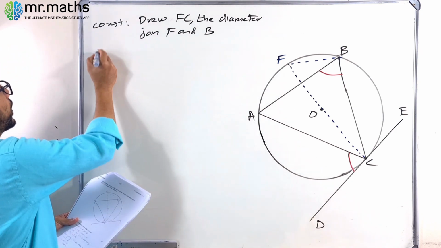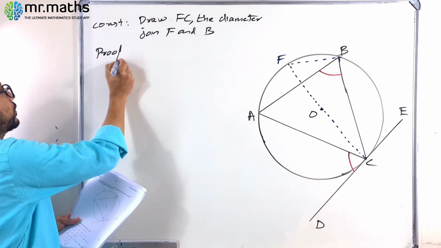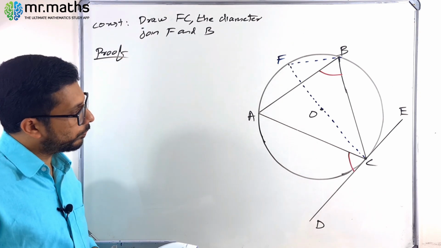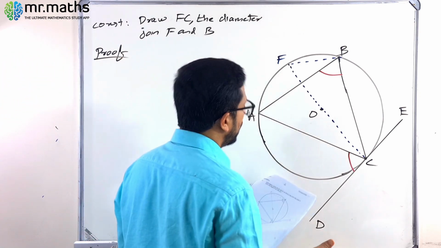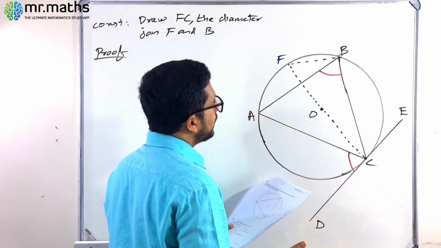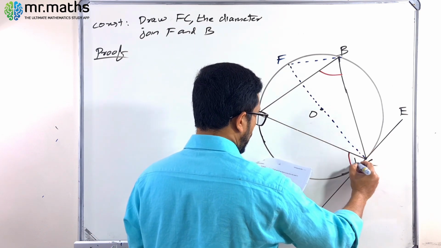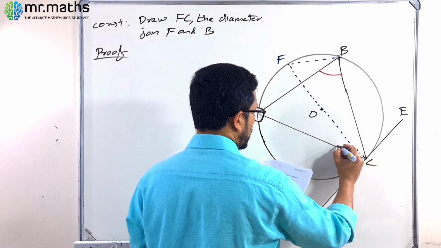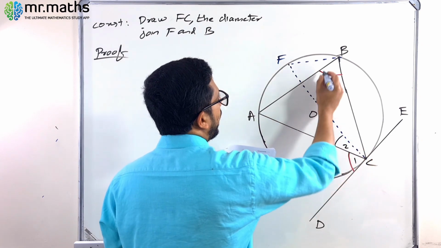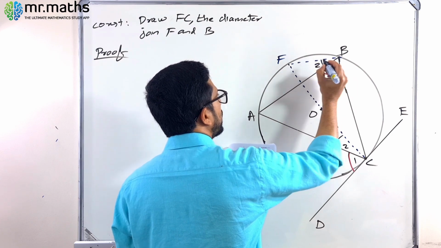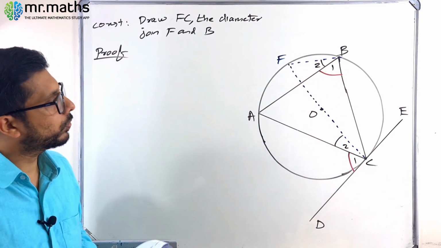So what is the proof? How can we prove this one? We have to prove the tan chord theorem. That is the question. Now let me call this angle C1 and this one C2. This angle is C2. And let's say this is B1 and this angle is B2.